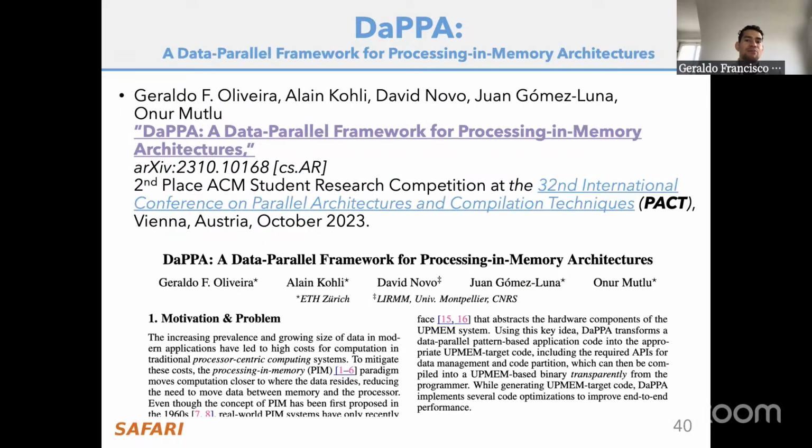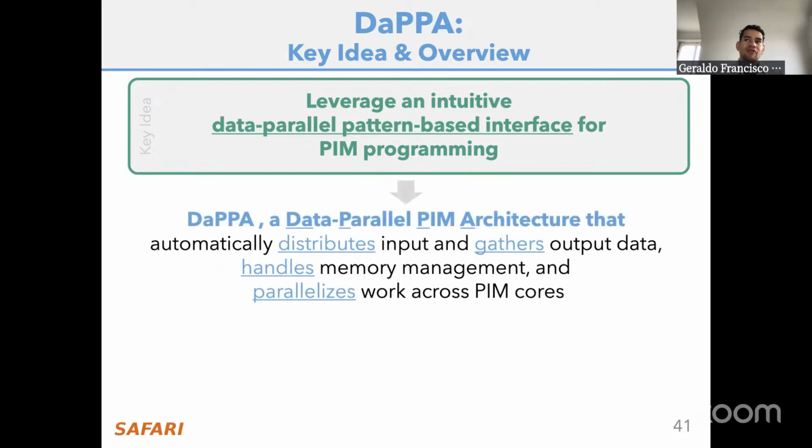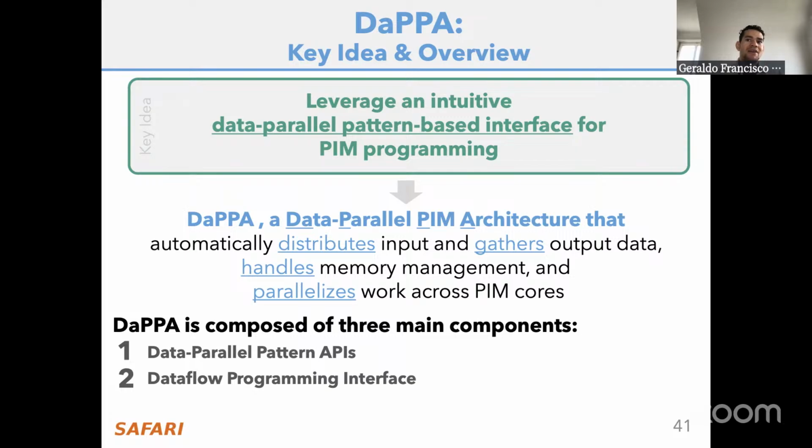DaPPA is an improvement on top of SimplePIM, which uses the key idea of leveraging an intuitive data-parallel-pattern-based programming interface for processing-in-memory. DaPPA uses such an interface to automatically distribute and gather data across processing-in-memory chips, handle memory management, and parallelize computation across cores. DaPPA is composed of 3 main components: a collection of data parallel pattern APIs, a data flow programming interface, and a dynamic template-based compilation model, which I'm going to illustrate next.